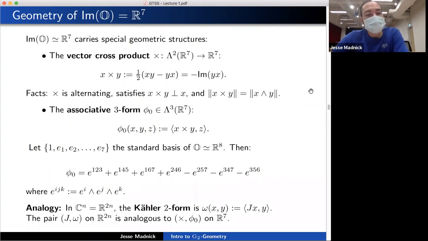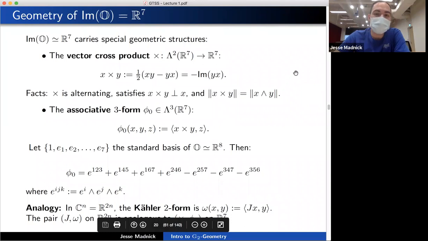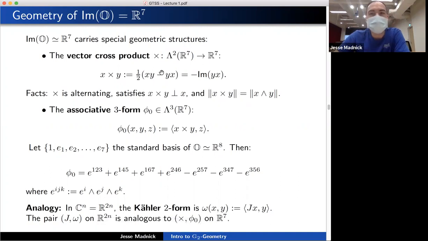So the analogy, which is very fundamental, certainly to the study of associative threefolds, is this. In Cn, what we're familiar with is that you can think of Cn as R2n, and you have this complex structure J, and from J you can build the so-called Kähler two-form omega. We've done something very similar. We have an object that's kind of like J, which is the cross product, and from the cross product we've built this three-form.